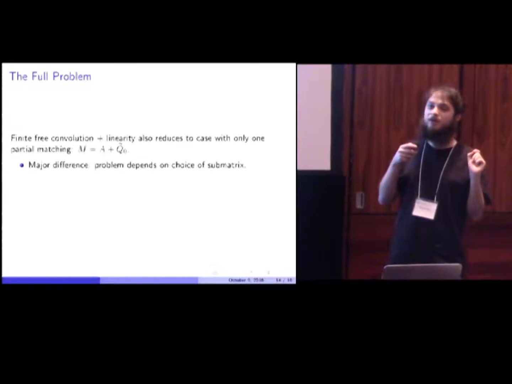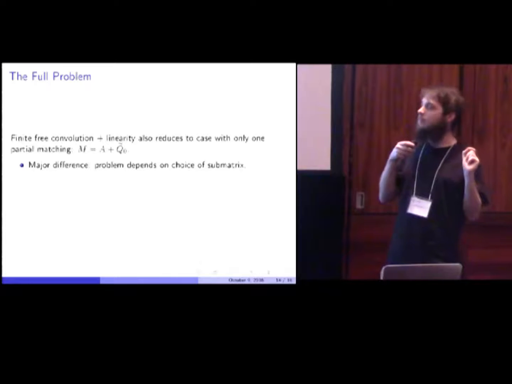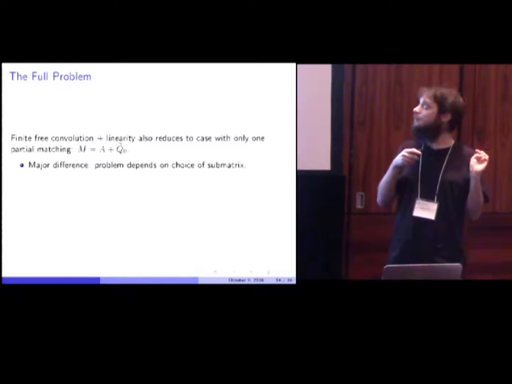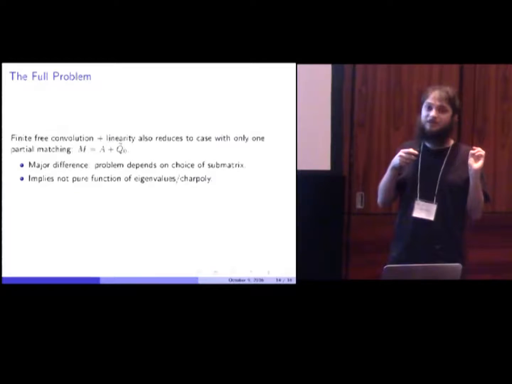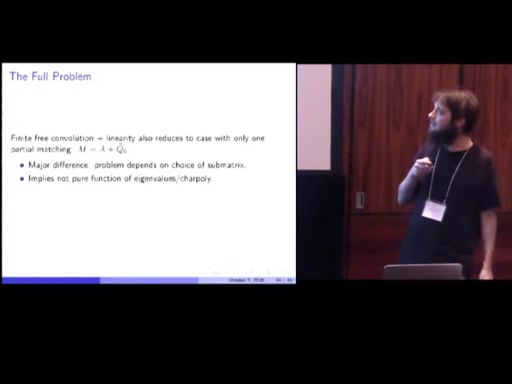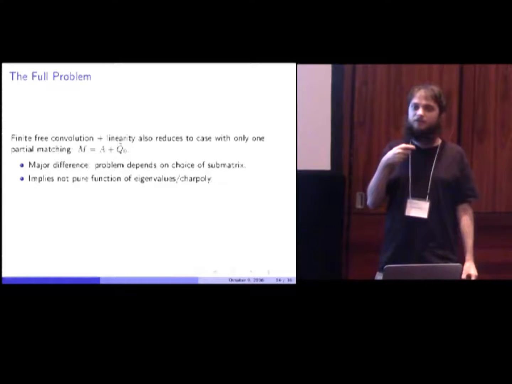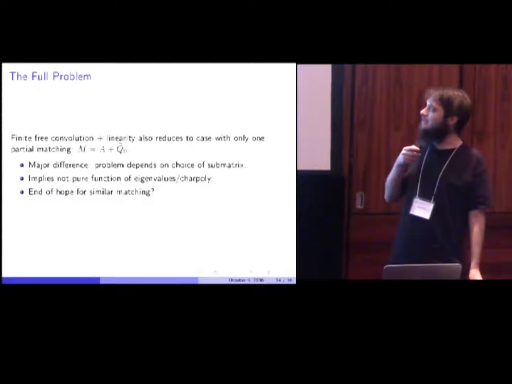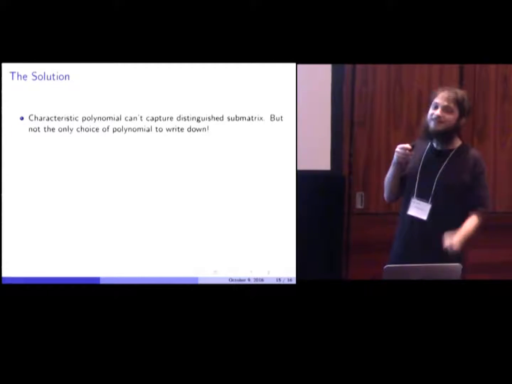So you might hope that this would still be doable as some kind of linear transformation on the coefficients of the characteristic polynomial, but it clearly can't, because the actual expected characteristic polynomial depends on the choice of the submatrix. What are the missing, basically which vertices still need to be matched? And that's not a function of only the eigenvectors and eigenvalues, so it can't be a function of only the characteristic polynomial.